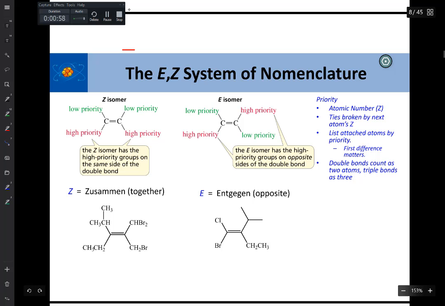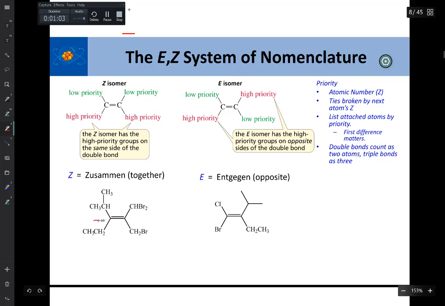That's the first thing over here. The second thing was we draw a line like this, but I'll show you how you do this. Because if there's a tie, you have to look at the next atoms out and list them according to their atomic numbers. So that's what this little list is here. Go by atomic numbers first. If there are ties, you break it by looking at the next atom. Z is the atomic number. And then you list the attached atoms according to their atomic number, and the first difference is what breaks the tie.